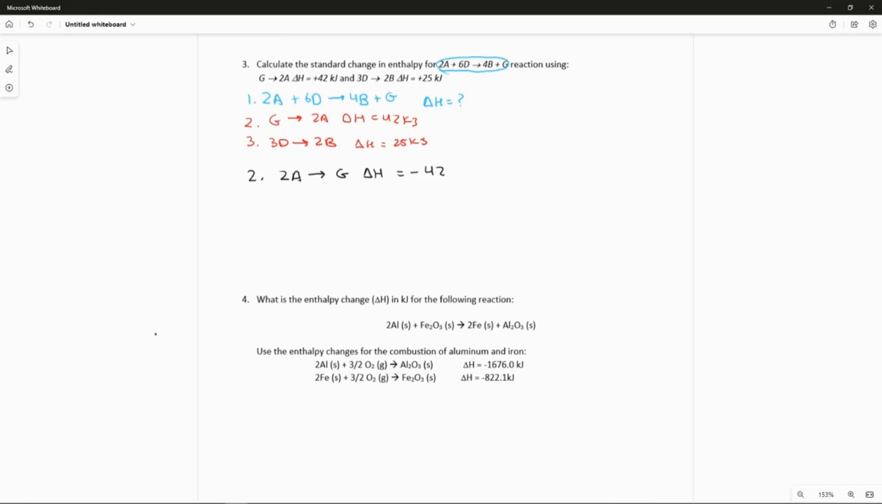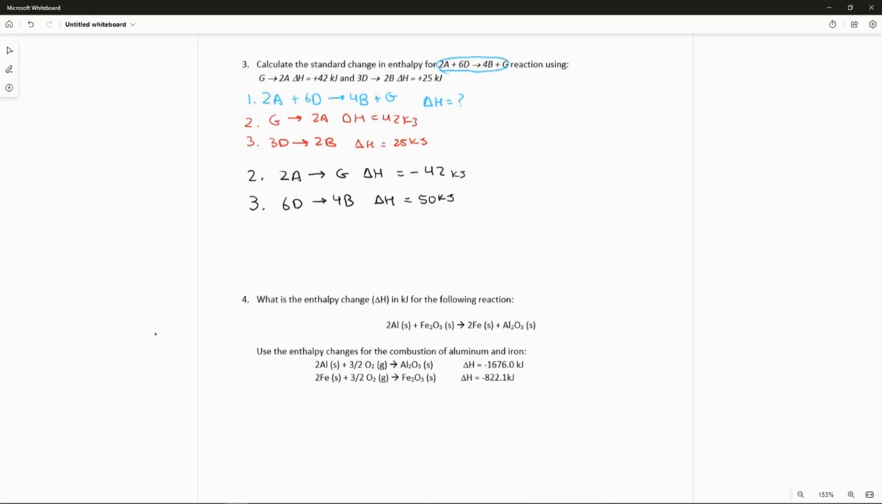So we have 3D on the left and 2B on the right. Oh wait, but the D in the blue equation, the main equation, has a 6 to it, but this equation only has a 3. That means we have to multiply our third equation by 2. So it's going to be 2 times 3 is 6D, and an arrow, and since you did it to the reactant side, you also have to do it to the product side. So 2 times 2 is 4B. And since we multiplied everything by 2, we have to multiply our enthalpy by 2. So 2 times 25 will give you 50 kilojoules, and this is negative 42 kilojoules.